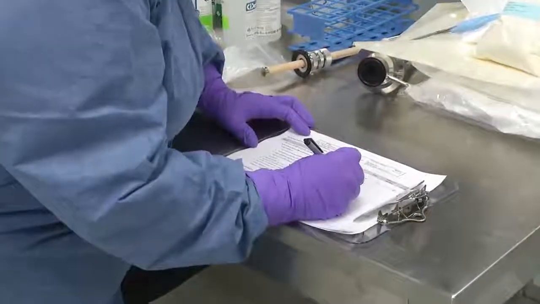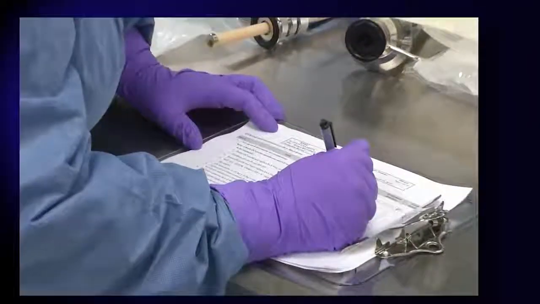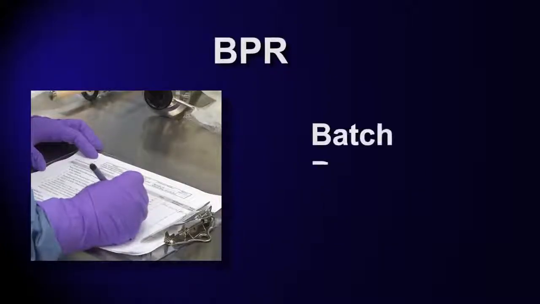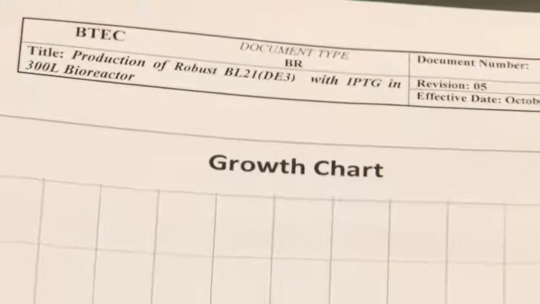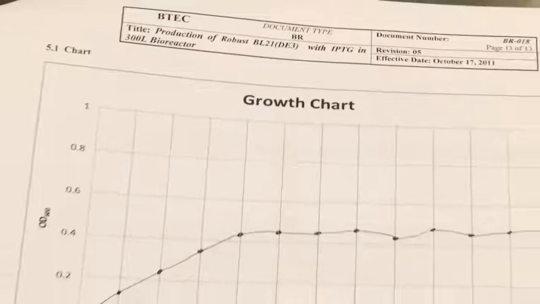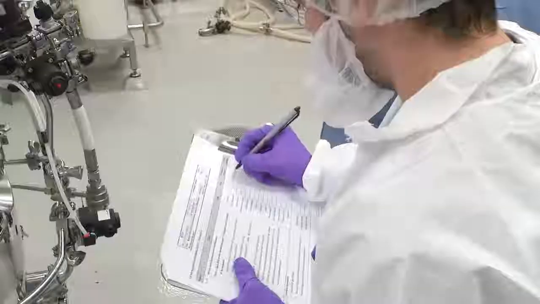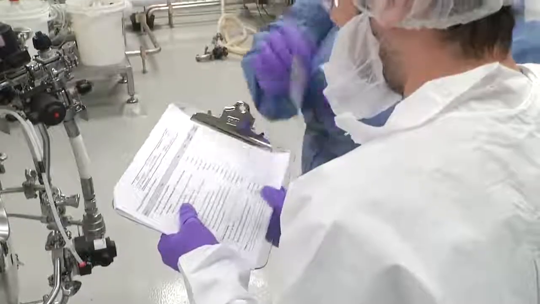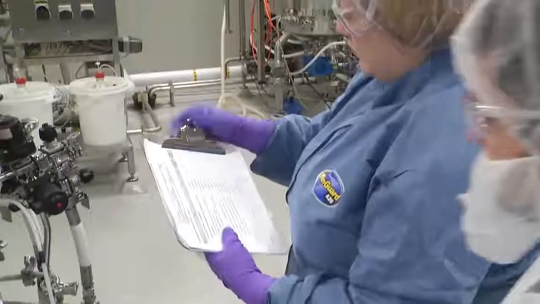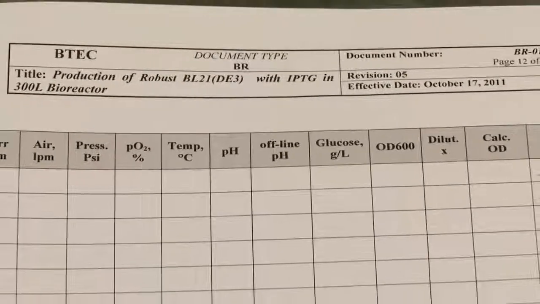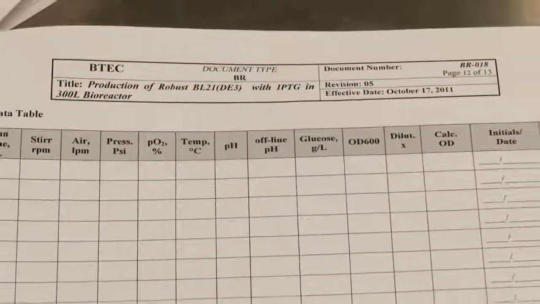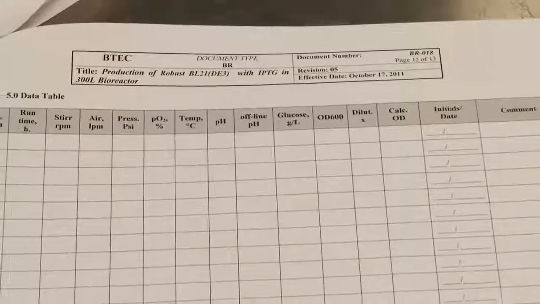The fermentation batch process will be guided and documented with the BPR, Batch Process Record. The batch record leads the operator through the process, step by step, with each step requiring a sign-off and separate verification. This record also includes spaces for documenting key times, activities, and instrument readings.